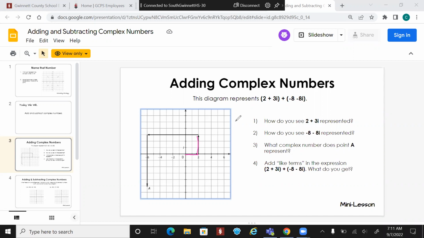On the next part, we're going to go minus 8. So we count 8 over. And then we go minus 8i. So we go 8 units down. Okay. So here it is again. Right here, we got 2 plus 3i minus 8 minus 8i. What complex number does the point A represent? So this point right here, what is that point?